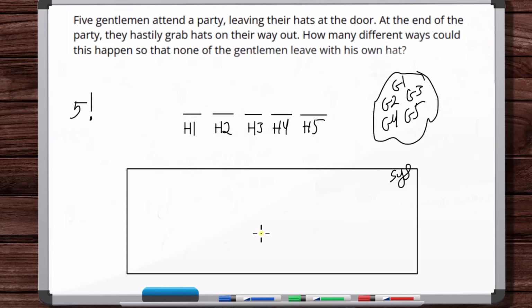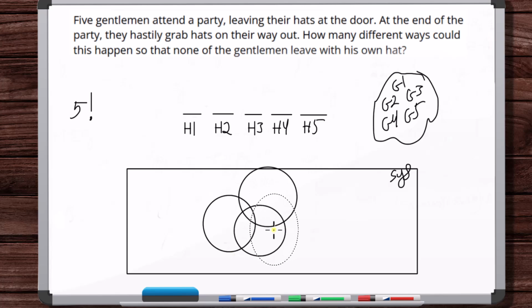But these sets are going to be overlapping. If they weren't overlapping, then we probably wouldn't make a Venn diagram. We'd just go ahead and subtract them out. So in general, we're going to have these sets that are overlapping, right?